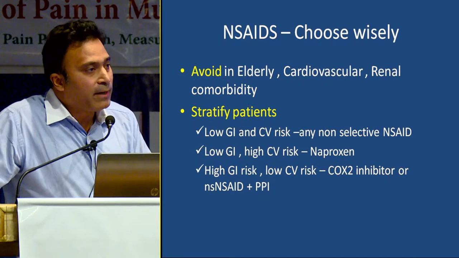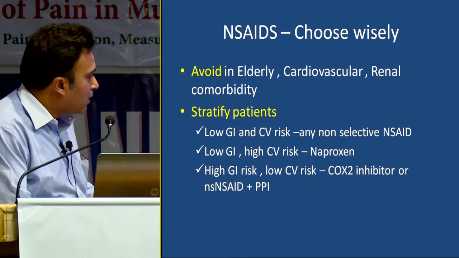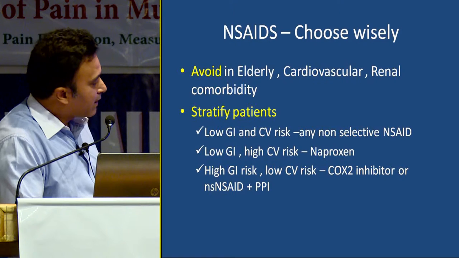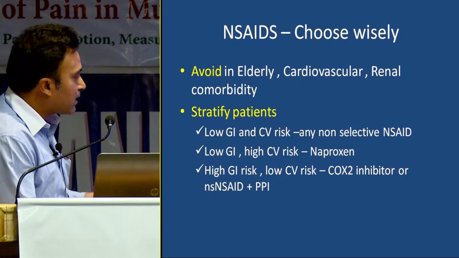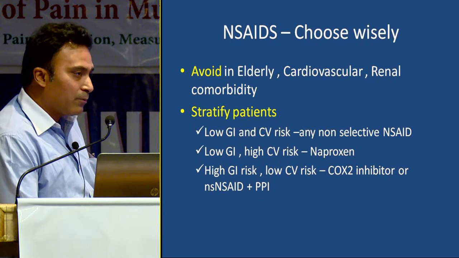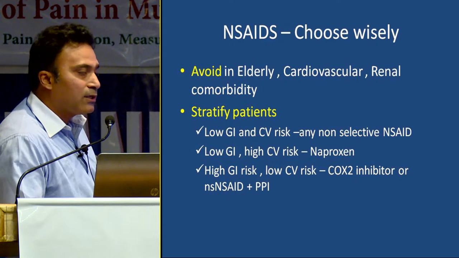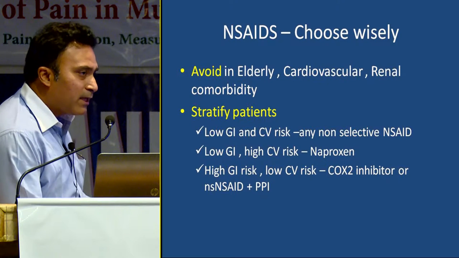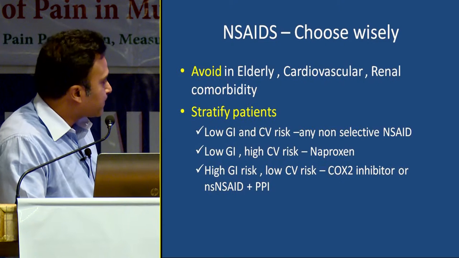It is always better to stratify our patients if we are giving them NSAIDs. Patients with lower gastrointestinal risk and lower cardiovascular risk would be ideal patients in whom we can give non-selective NSAIDs. For patients who have lower GI risk but higher cardiovascular risk, there is some data which compared naproxen, indomethacin and ibuprofen, which said that probably naproxen, the short acting non-selective NSAID, could be safer in patients who have a higher cardiovascular risk. But having said that, if the patient is in NYHA class 4, no NSAID is safe; better to avoid.